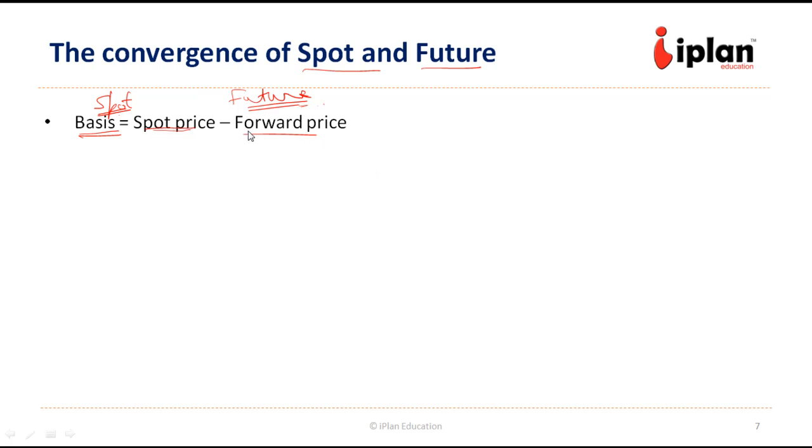Generally, the spot price will be less than the forward price, so there is a negative basis. For example, the current price of a particular stock is, say, 100. This is spot. And the forward price is, say, 102. So there is a relationship between spot and forward. They are connected through the interest rate, because we have seen in the last slide that there is a relationship.